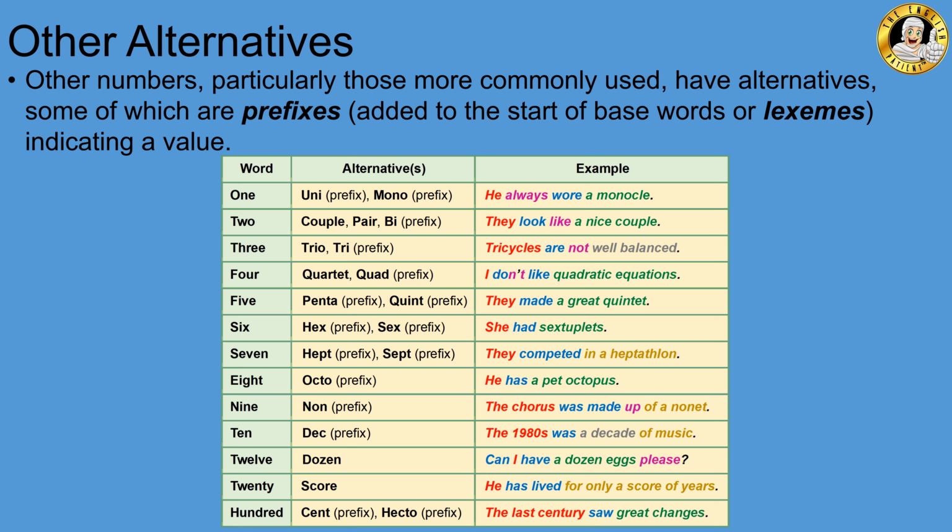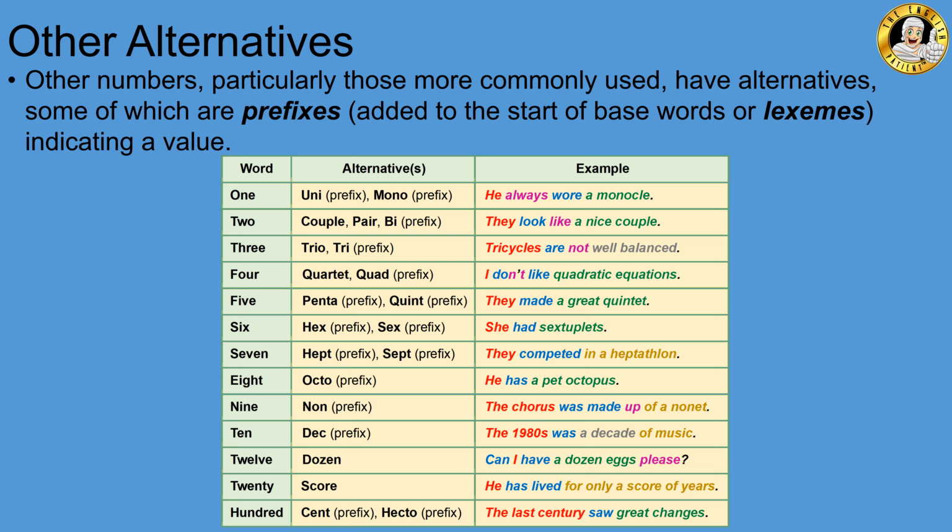3, trio, tri being the prefix. So tricycles are not well balanced. A tricycle is a bicycle with 3 wheels instead of 2. 4, quartet or quad as a prefix. I don't like quadratic equations. A quadratic equation then has 4 parts to it. 5, penta is a prefix, or quint is also a prefix. So they made a great quintet, a group of 5 musicians.